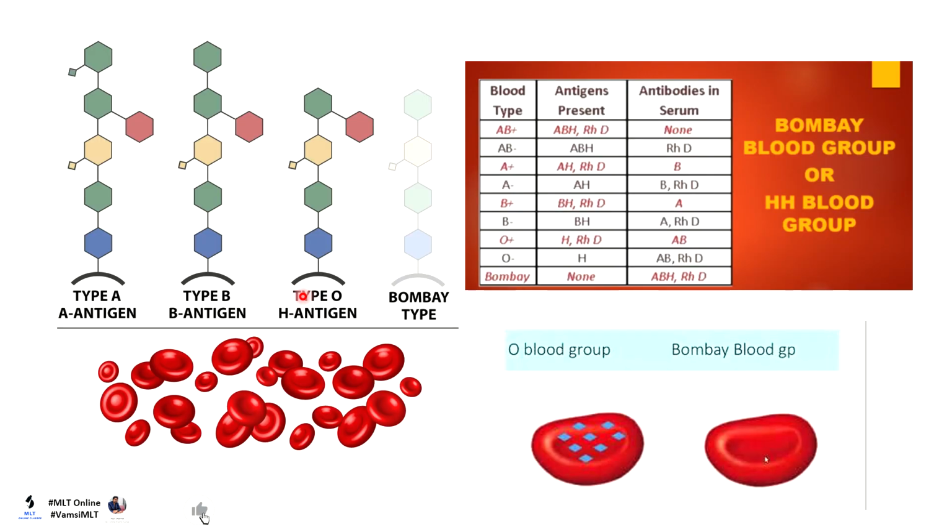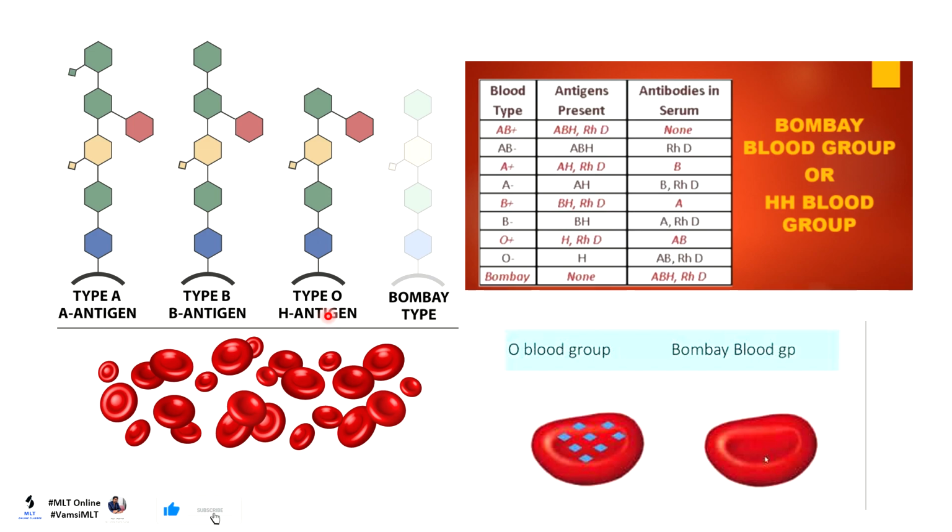So a quick overview about Bombay blood group. We know that red blood cells have two types of antigens. Either red blood cells have A antigen or B antigen. If they have A antigen, then it will be A group, B antigen, B group. If they have both A and B antigen, then that will be AB group. And if they don't have A and B antigen, then they are called O group.